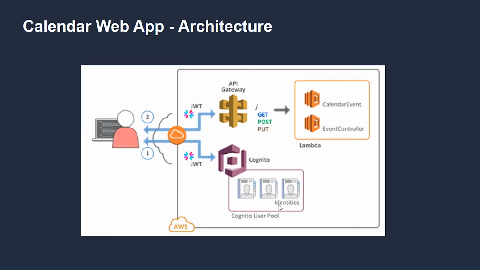This is how the architecture of our calendar web app looks. The user signs in to our application, and Amazon Cognito authenticates the user and gives back a JSON Web Token, which is then sent by the user in the HTTP authorization header to the API Gateway, which will call your Lambda functions, that is get, put, and post. The get function will get you back all the events, and the post function will help you create and edit events.